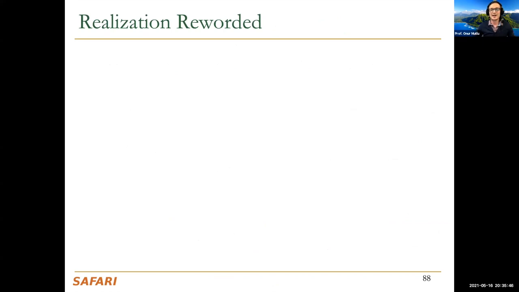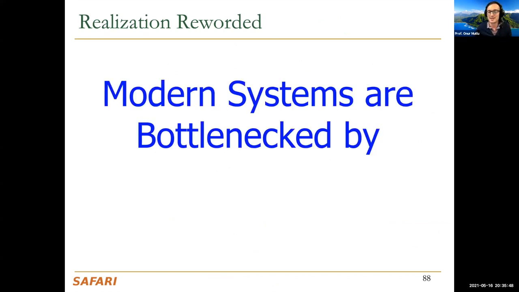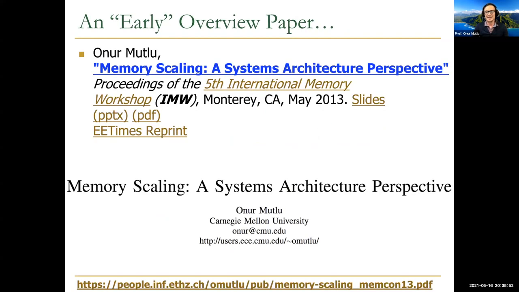So rewording my realization, I would say that modern systems are bottlenecked by memory today. And if you're interested, actually, we've been working on memory for a long time. This is an early paper that I delivered to an industry workshop, international memory workshop, where we argued that there are many, many problems that we need to solve because memory is becoming much more of a bottleneck. And at that time, we didn't have a lot of evidence that memory is a huge security vulnerability as well.